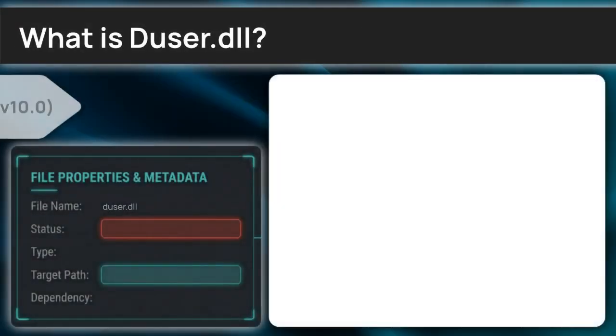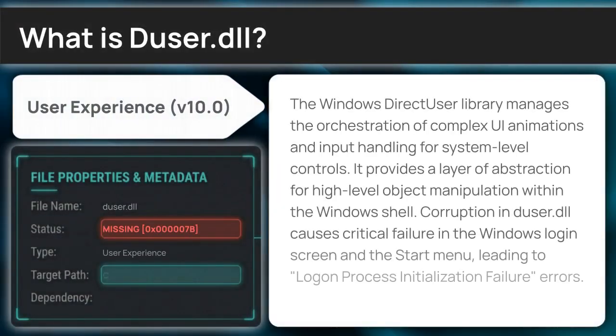This is the DirectUser module. It manages the orchestration of complex UI animations and input handling for system-level controls. It provides a layer of abstraction for high-level object manipulation within the Windows shell. Corruption in Duser.dll causes critical failure in the Windows login screen and the Start menu, leading to Logon Process Initialization Failure errors. Now that you have the context, let's move into the repair process with a fresh installation.